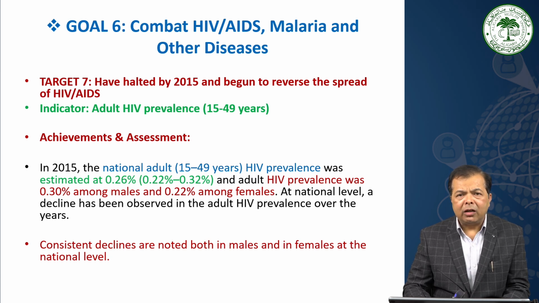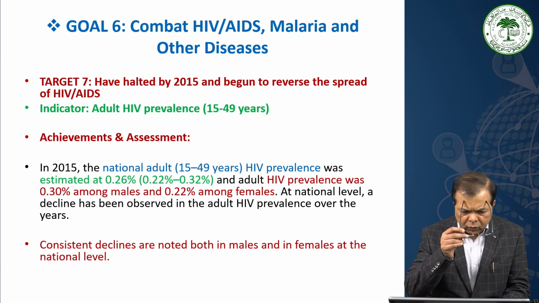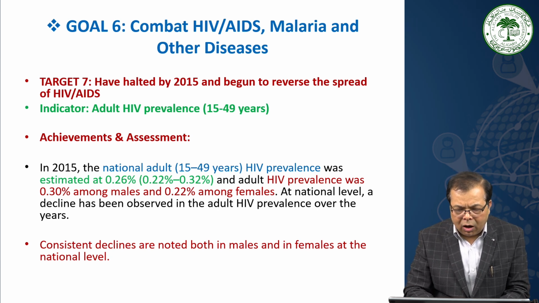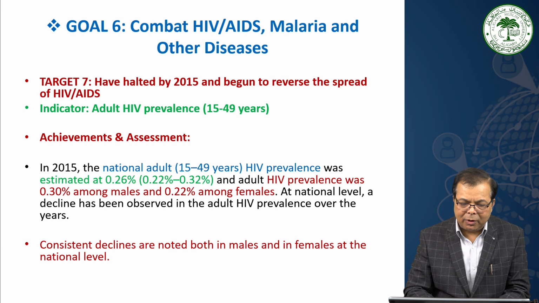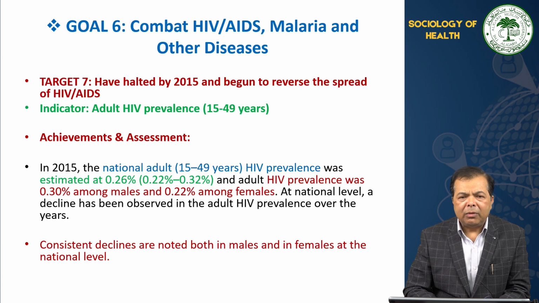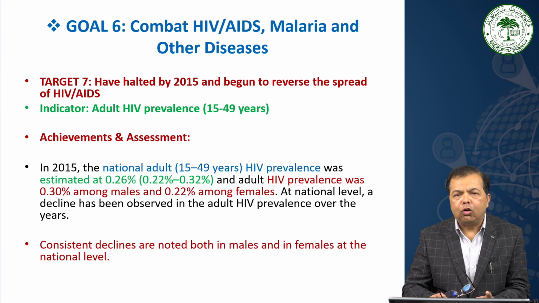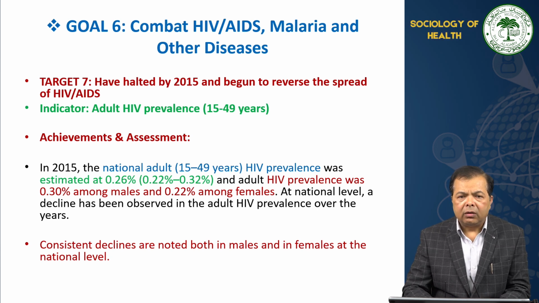We need to have a larger setup, a social setup for their prevention and control. So these targets are very important, and now we will talk about these. Target 7: have halted by 2015 and begun to reverse the spread of HIV/AIDS. That means by 2015, the spread should be stopped and then reversed. And the indicator basically is adult HIV prevalence in the age group 15 to 49.